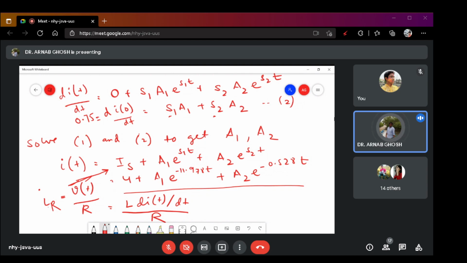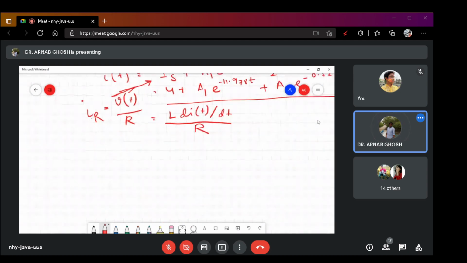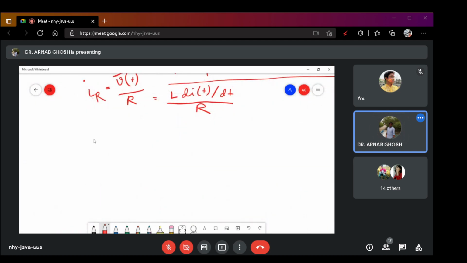So if you closely look at that, I said on the very first day that if it's a source-free circuit, if it's a natural response, you have only the transients. You remember? You have only the transients if it's a source-free circuit. So when I'm talking about the source-free circuit, what is the step? What is the steady state response? What is the source response?